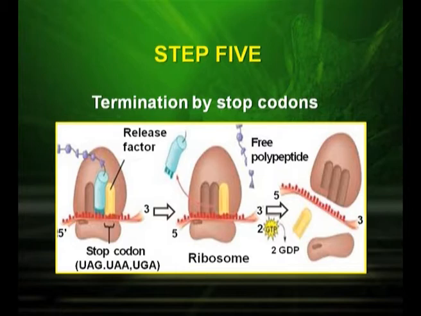The termination process takes place with the help of release factors. As you can see, during the termination, the polypeptide is released, and the tRNA is also released. The two subunits, the small subunit and the large subunit of the ribosome, dissociate, and this takes place with the help of the energy utilized by GTP.